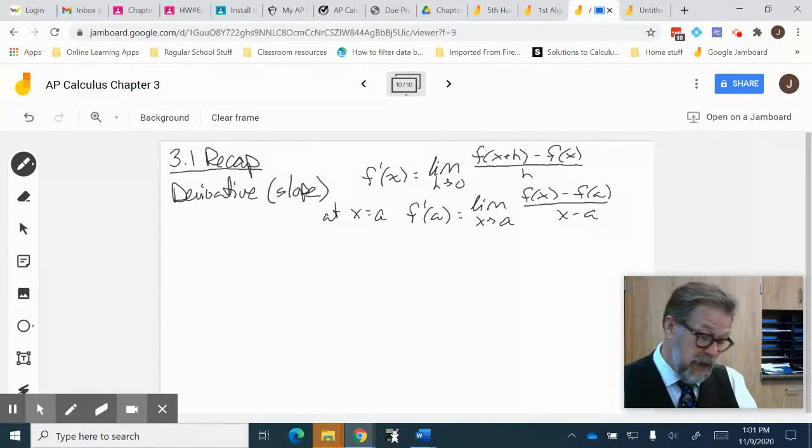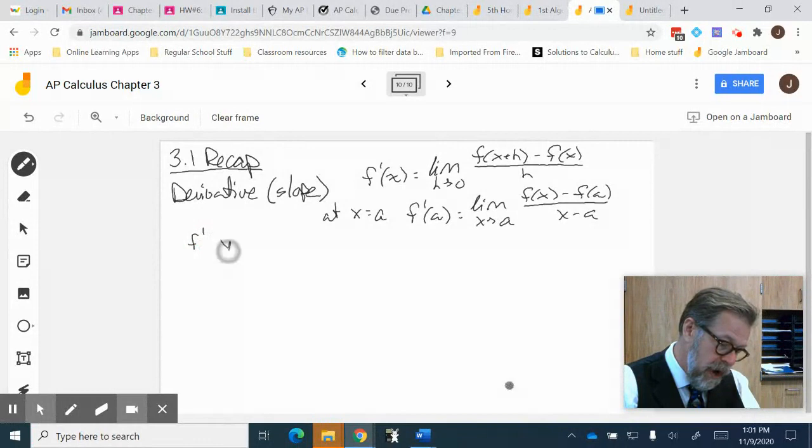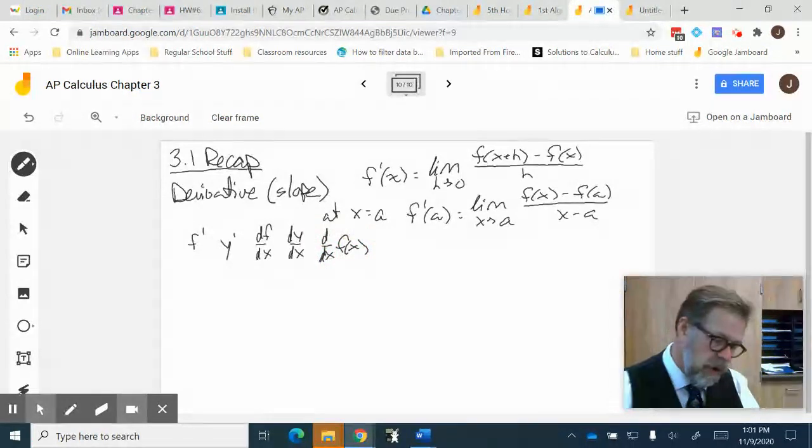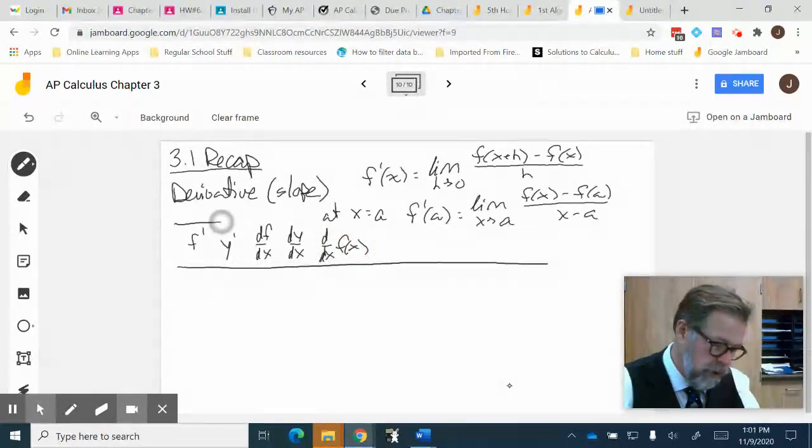Notation, what do you need to know? You need to know f prime, you need to know y prime, you need to know derivative of f with respect to x, derivative of y with respect to x, the derivative with respect to x of the function. They are all exactly the same thing written in multiple different ways.